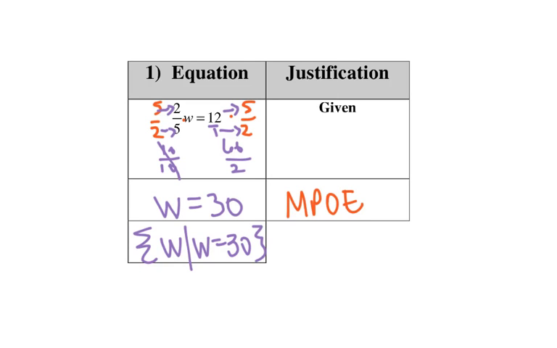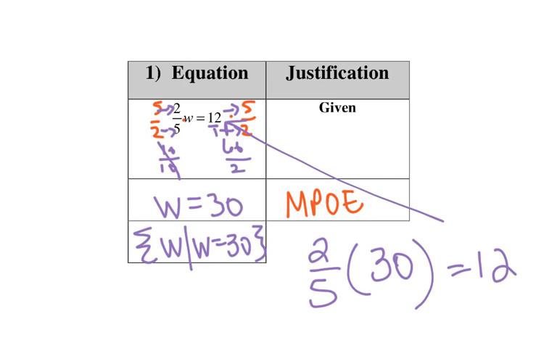And that's my solution. Remember that you can always plug in to see if it works. When you plug in to see if your solution's working, it's fine if you want to use a calculator to do it quickly. 2 times 30 is 60. 60 divided by 5 is 12. That's what it's supposed to be, so that's correct.